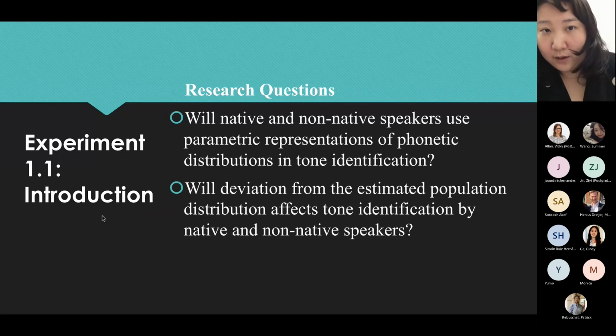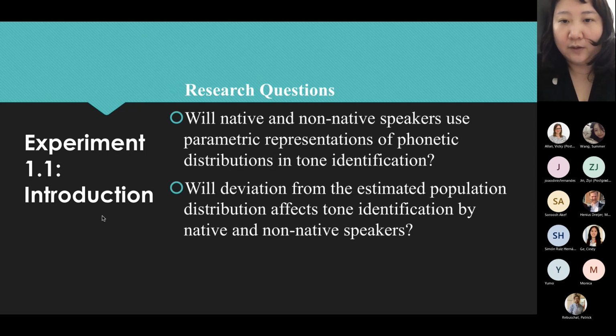So that's why we are trying to answer some research questions. First of all, we're interested in whether native and non-native speakers use parametric representations of phonetic distributions in tone identification. Although there has been some hypothesis saying that there might be parametric representations going on, we would like to think about a way that we can test whether there are parametric representations, and specifically whether we do have it in tone identification.